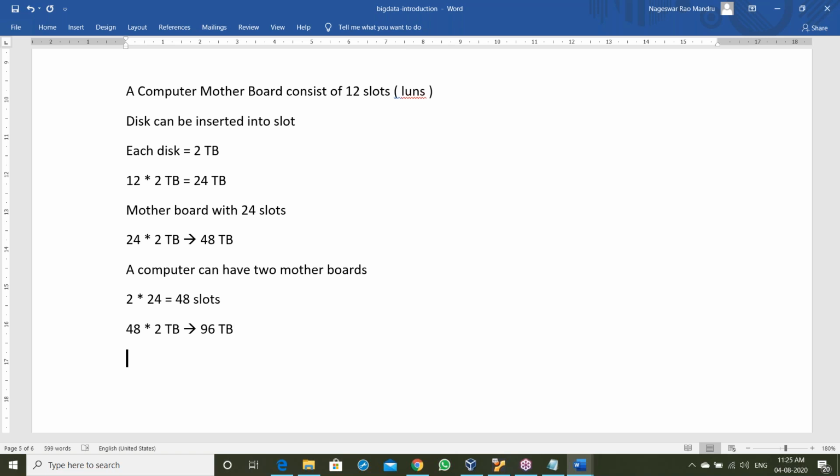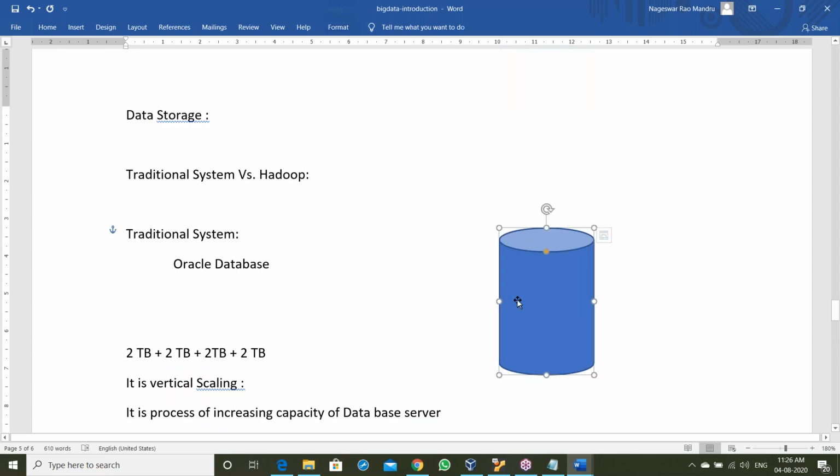Suppose you want a very high-end system. That is 48 slots, two motherboards each with 24, totally 48. 48 multiplied by 10 TB disk. Yes, 10 TB disks are also available in the market. So 48 into 10 TB is equal to 480 TB here. This is a very high-end system. Up to 480 TB, this volume can be increased.